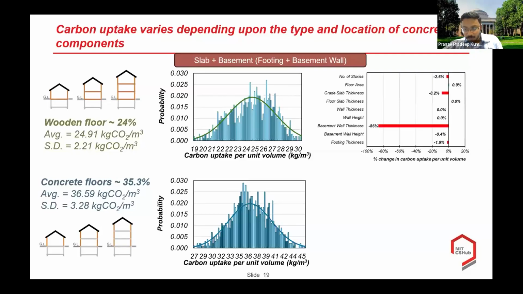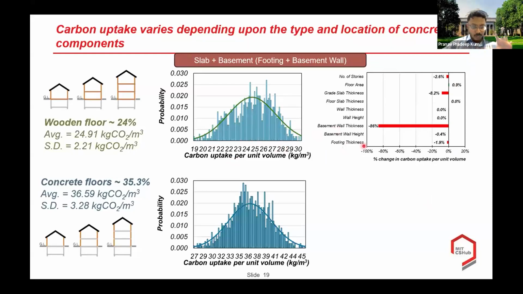For the first case, for the wooden floor case here, we can see that the major contributor to this spread of carbon uptake values is due to the basement wall thickness, followed by the grade slab thickness, and then we have a number of stories. The red or the negative direction here implies that increasing these individual parameters from their minimum specified values in the codes to the maximum range of their specific values decreases the carbon uptake potential. Only the floor slab factor is observed to increase the carbon uptake as the area increases, but that's quite negligible in this case because it just contributes to 1% of the carbon uptake variation.